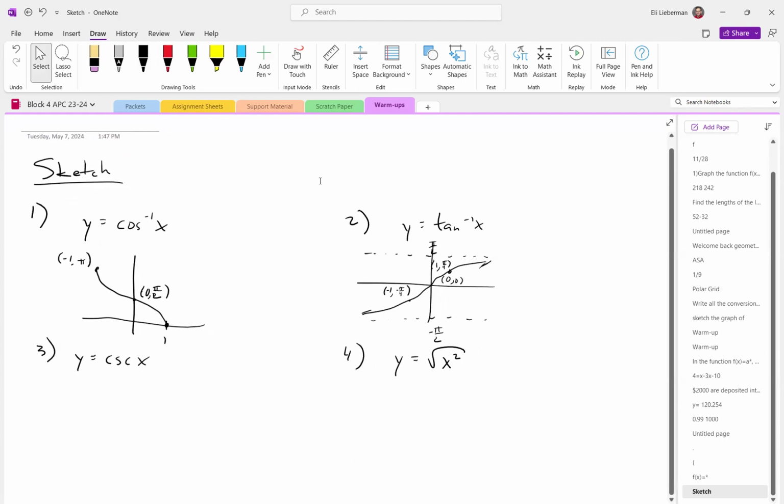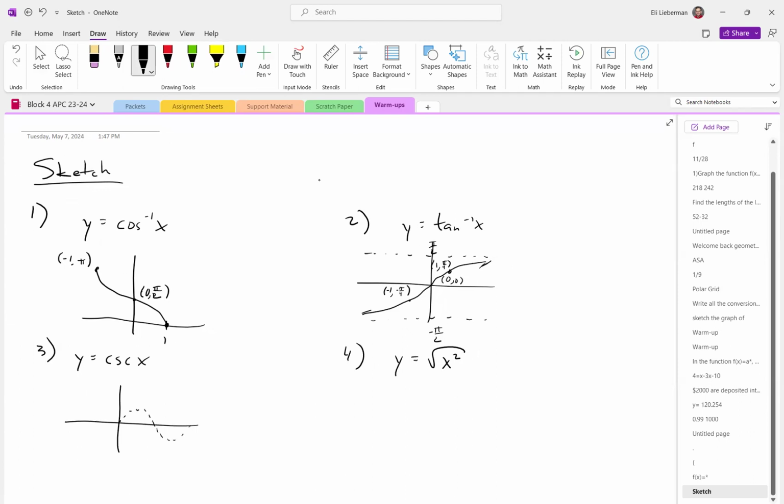Cosecant of x. I'm going to start by drawing what function? Sine function, but I'm going to make it dashed. I'm just going to refer to it. And remember, cosecant is the what? It's a reciprocal of sine. That's why we start with sine. So those zeros, what happens to them? They become the vertical asymptotes, as the reciprocal of 0 is undefined.